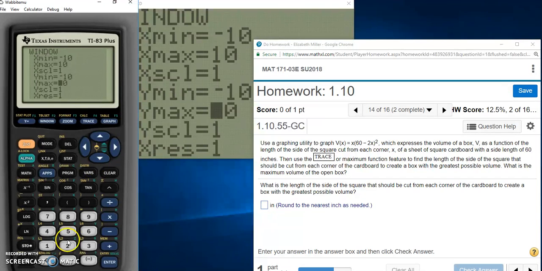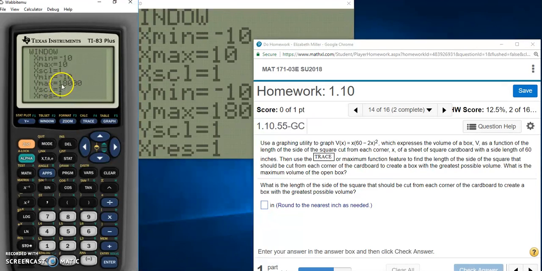Let's have it go all the way up to 20,000. Because I know my maximum is 16,000, I know 20,000 will be tall enough. I probably don't even need 20,000. I could make it just 18,000 if I want. I'm going to fix my tick marks.